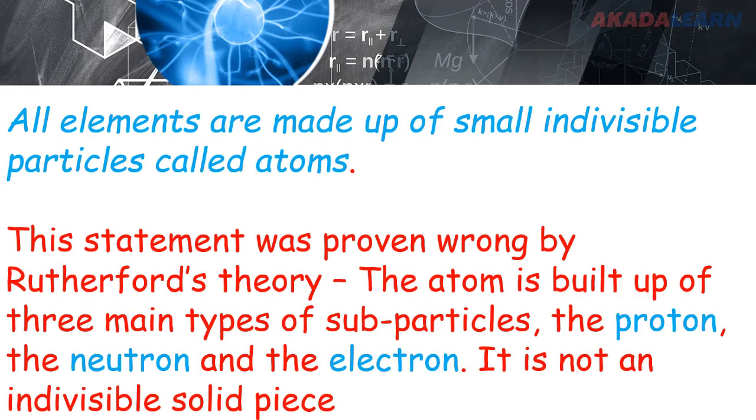The statement where John Dalton said all elements are made up of small indivisible particles called atoms has been proven to be wrong. This was done by Sir Ernest Rutherford when he told us that the atom is built up of 3 main types of subparticles: the proton, the neutron, and the electron. It is not an indivisible solid piece. It is actually divisible with these 3 different subparticles.